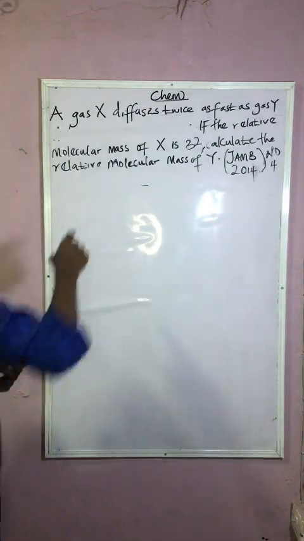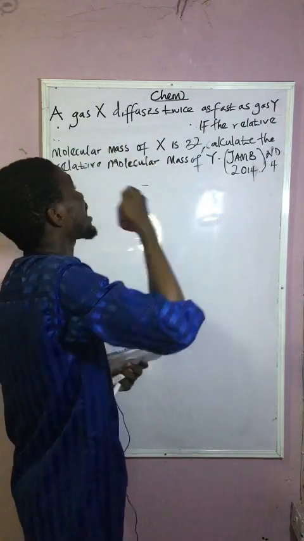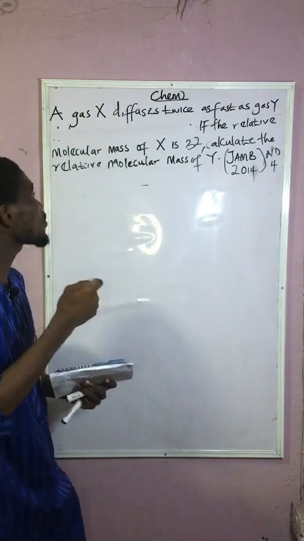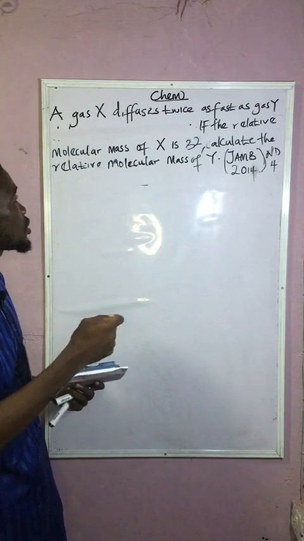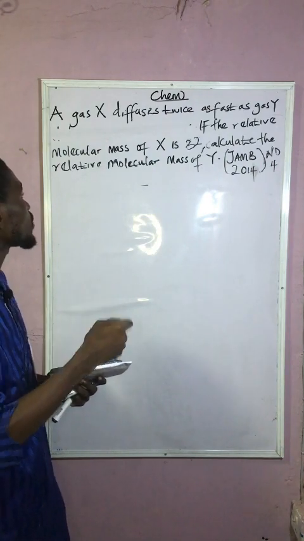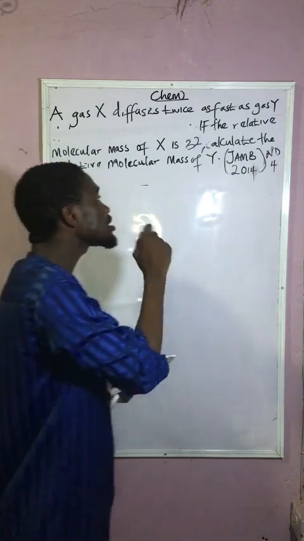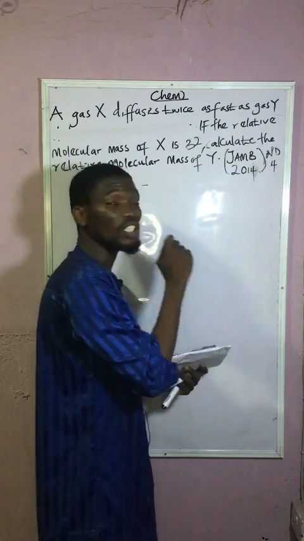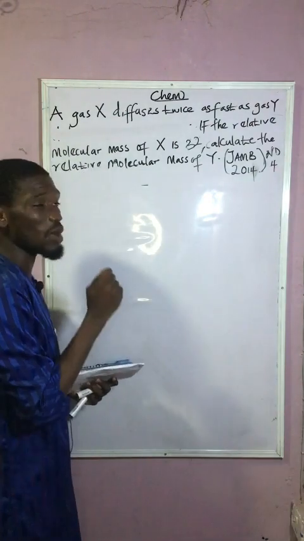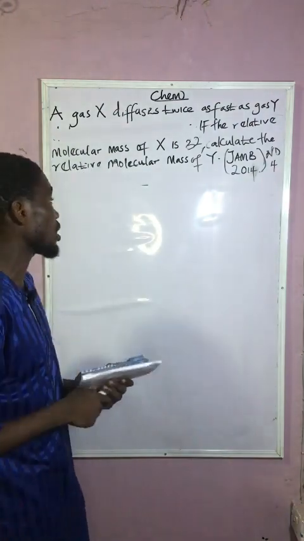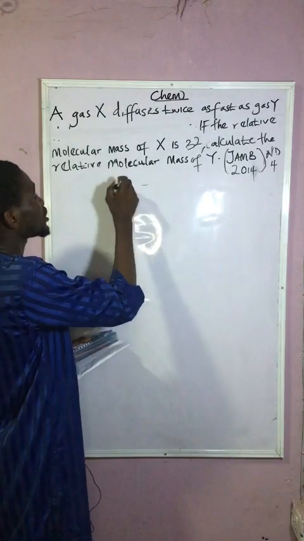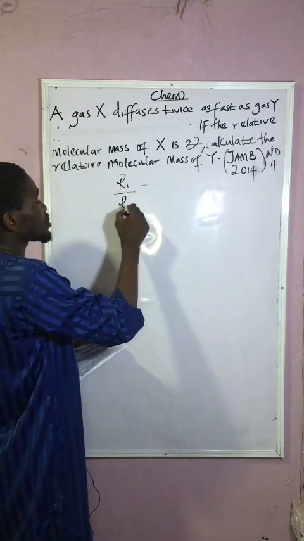A gas X diffuses twice as fast as gas Y. If the relative molecular mass of X is 32, calculate the relative molecular mass of Y. This is JAMB 2014 number 4, compared to the one we solved from the previous year. So guys, you can see we have the R1 and R2.